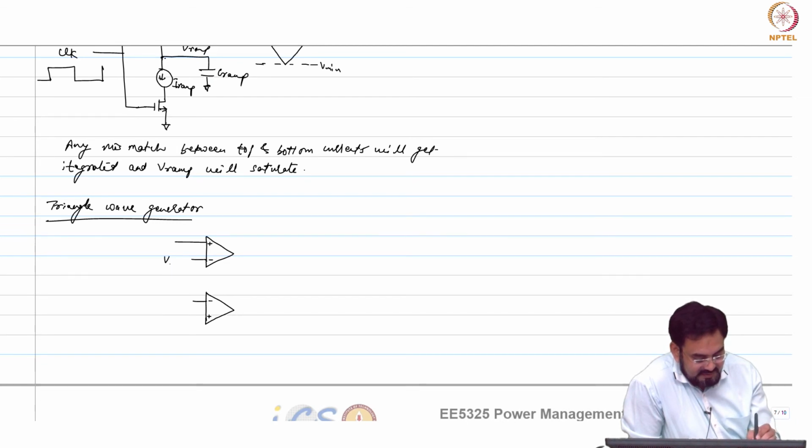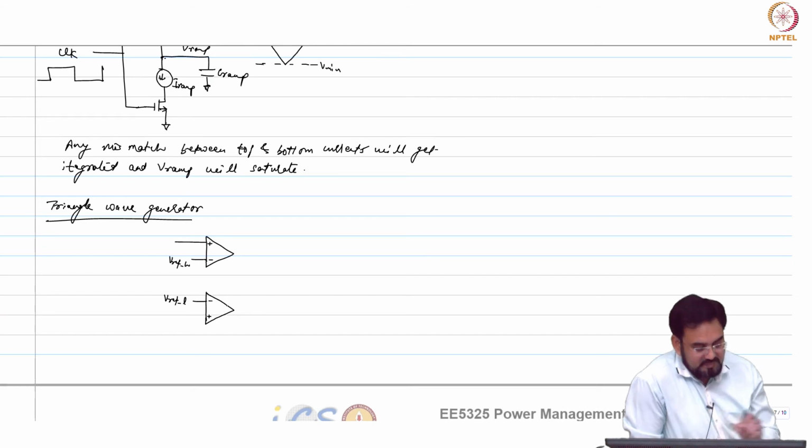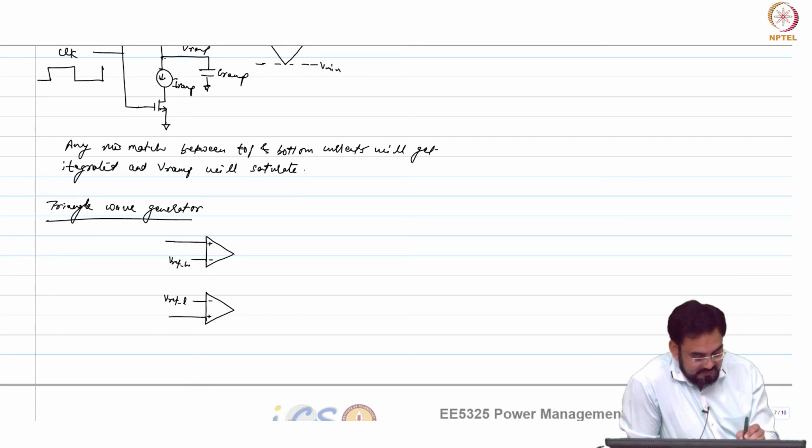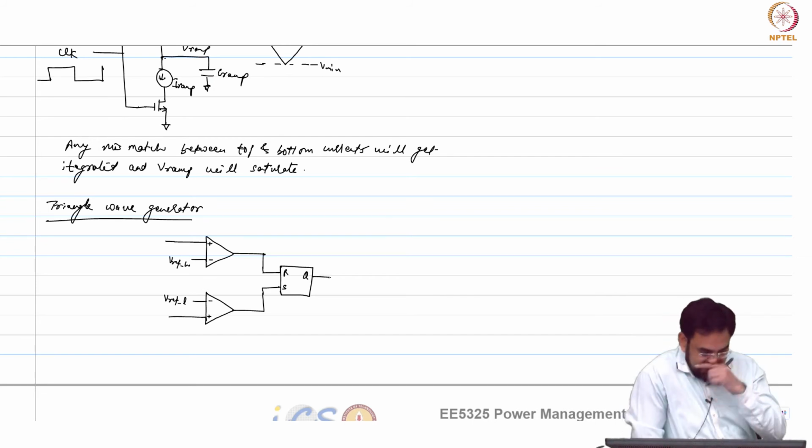If this is, let's say, Vref H and, okay, lower threshold and upper threshold. So when this goes below, set reset, let's see.